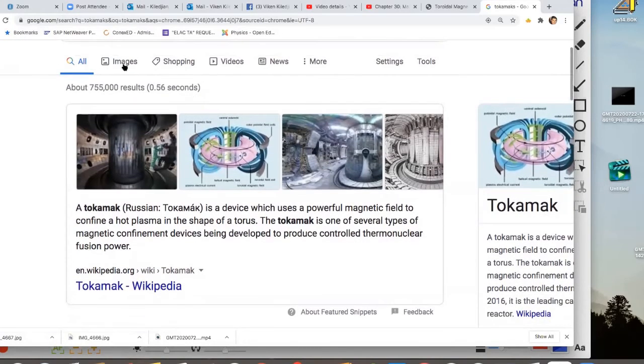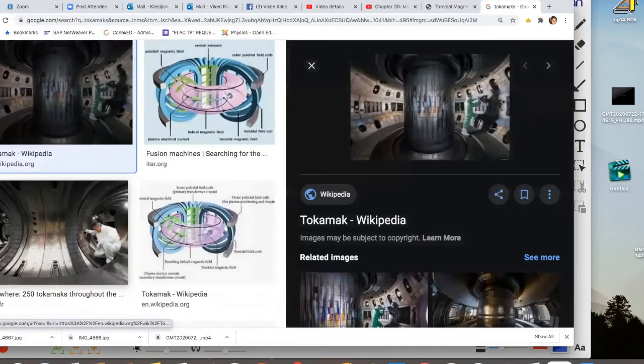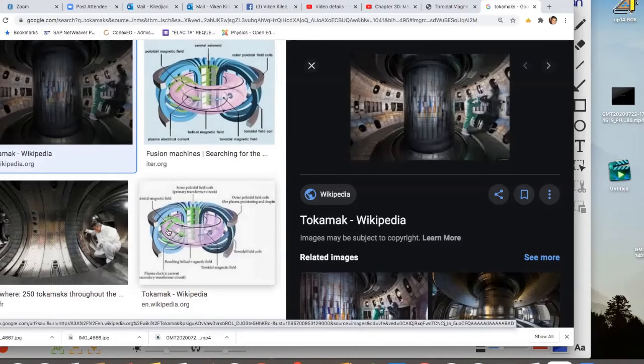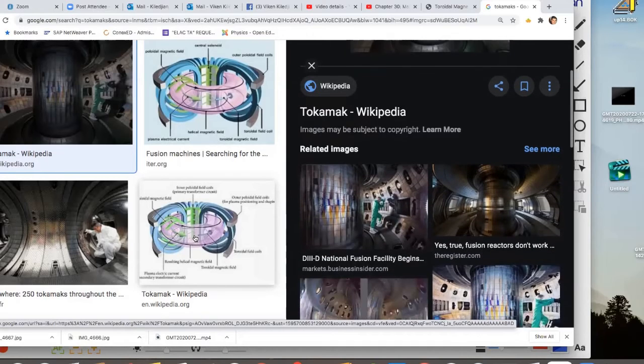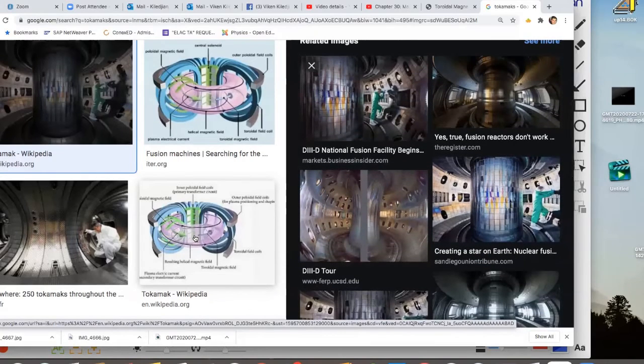So, images, let's see what they look like. Wow. So you see like that all around. You see here? So it's a toroid like this. I guess they're inside. These people are inside of it here. It's pretty cool.